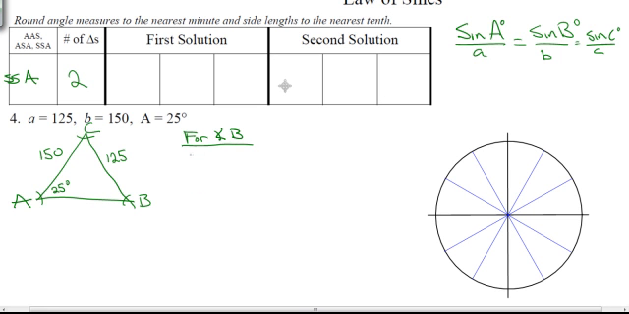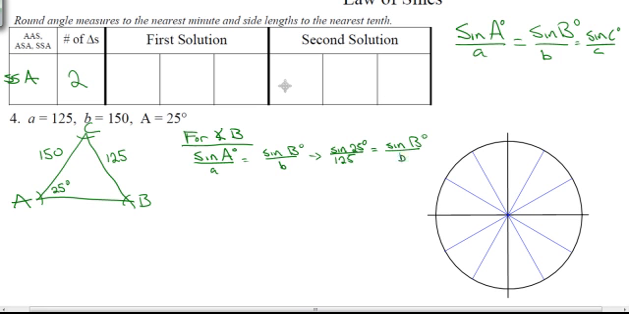You'll see how I progress through the rest of this. So I'm going to start my ratios here. I'm going to use sine of angle A over side A equals sine of angle B over side B. The reason I'm going to use that is I know what angle A is, I know what side A is, and I know one of the pieces of information for my ratio, sine B over side B, which is the side of B. So I'm going to plug in these values. I get sine of 25 degrees over 125 equals sine of angle B over side B.